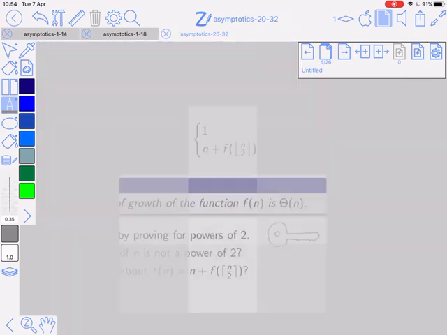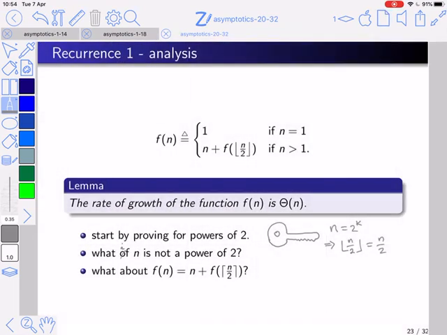Now, let's address the second question. Let's try to analyze f of n. The following lemma states that the rate of growth of the function f is big theta of n. So f has in fact a linear growth. Now, how will we prove this lemma? The proof goes in two stages. In the first stage, we will prove it for the case in which n is a power of 2. And the reason that we will focus on powers of 2 is very simple.